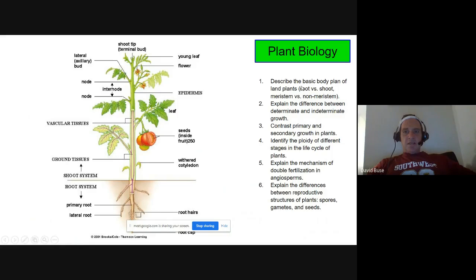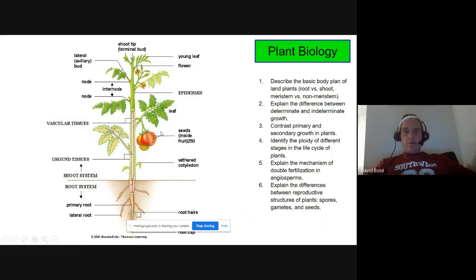This slide talks about the basic body plan of land plants, the roots versus the shoots. Recall that plants grow from their meristem, which is the tip of the roots and the tip of the shoots. Make sure that you understand the difference between determinate and indeterminate growth. An example of determinate growth would be a plant that stops growing at a certain point, versus indeterminate growth would be like grasses, which just continue to grow throughout their life cycle.